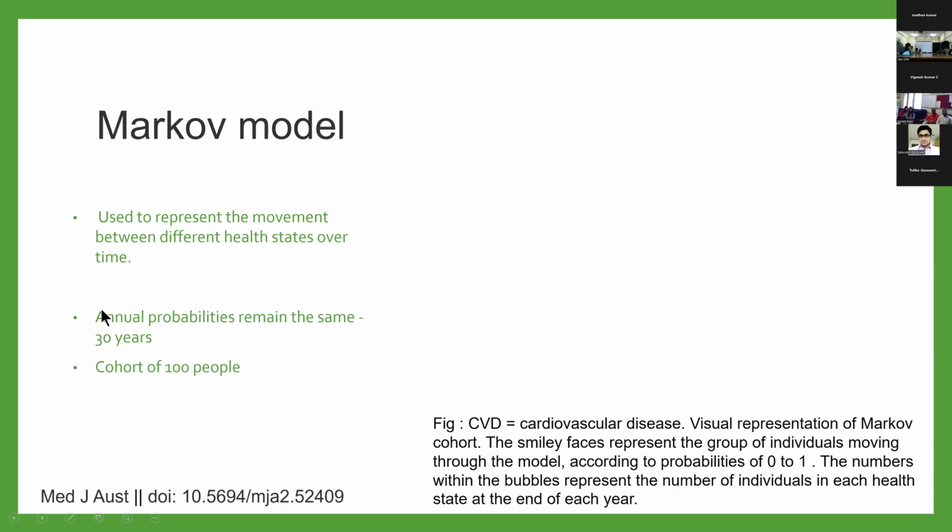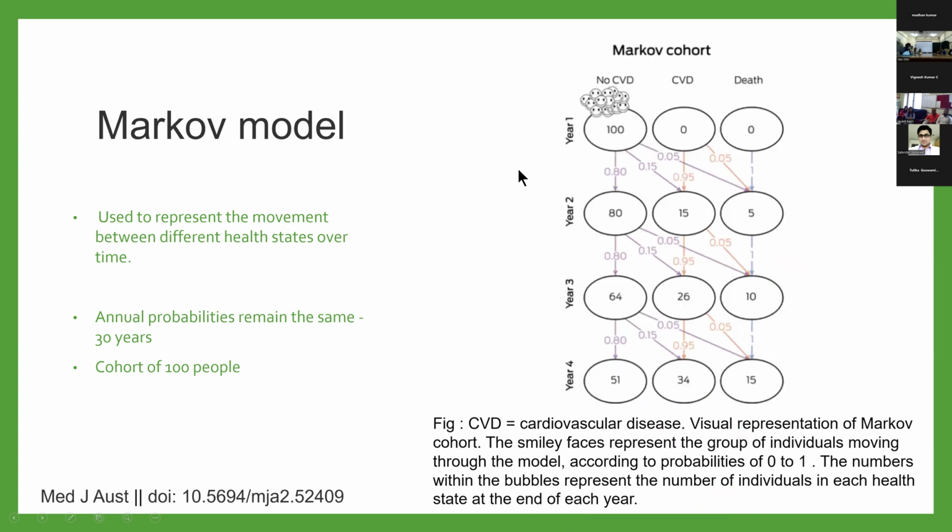So the 1 year probability is the same. Every 1 year, your probability is the same. What happens in 30 years? And you have a cohort of 100 people. What can you do? You can do something called Markov cohort modeling. So this is how it looks.